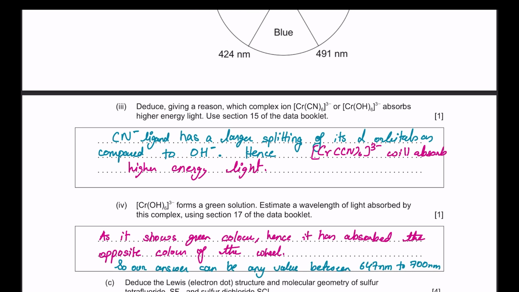That's the answer to this question. The next part: [Cr(OH)6]3- forms a green solution. Estimate a wavelength of light absorbed by this complex using section 17 of the data booklet. So this is section 17.